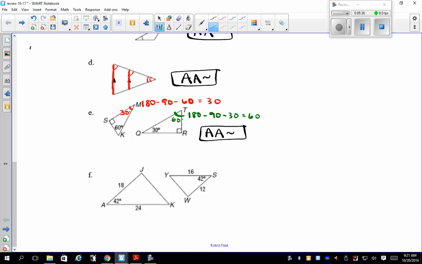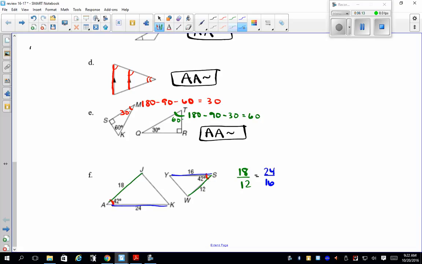Okay, moving on to part F. I have two sides with an angle in between. The angle has equal measures in both triangles, that's good. So now I just need to check the sides. So I'm going to do 18 is the smaller of the two out of 24, and then I'm going to match up 18 with 12 because 12 is the smaller out of 12 and 16. 18 over 12, and I want to check and see if this is equal to 24 over 16.